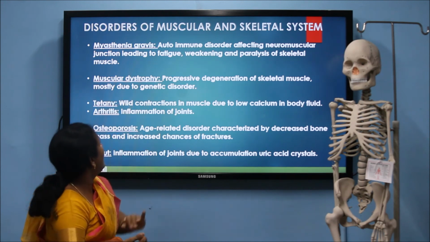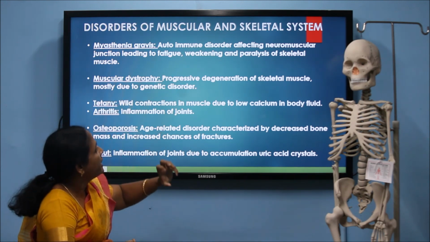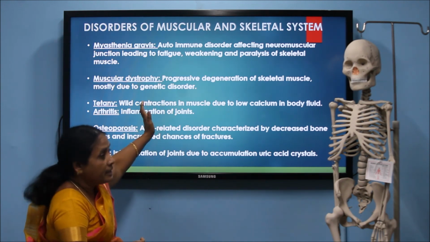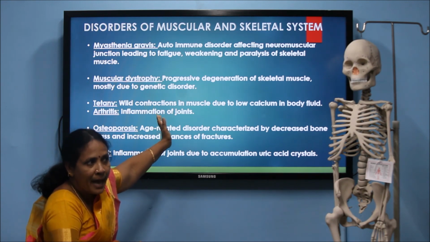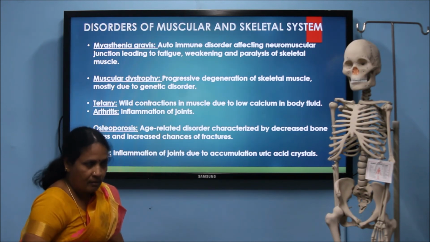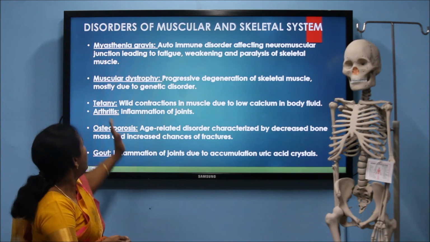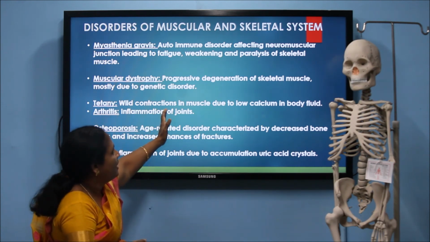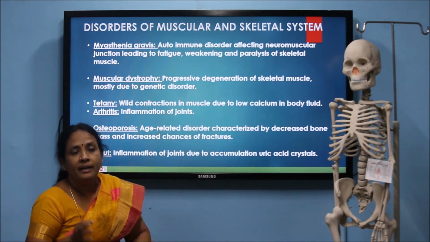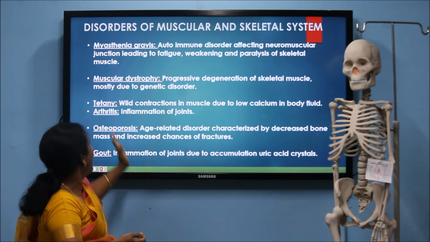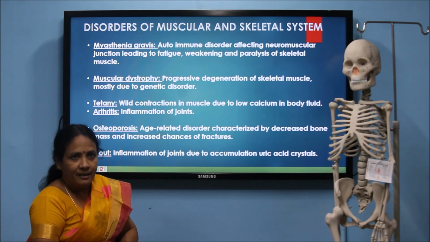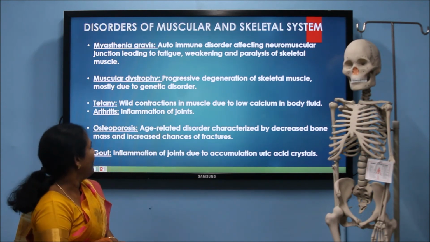The next one is muscular dystrophy, progressive degeneration of skeletal muscle, mostly due to a genetic disorder. It is a hereditary disease that comes from parents to offspring. Then tetany, wild contraction, a forceful contraction in muscle due to deficiency of calcium. Then arthritis, inflammation of joints. Usually elderly people suffer from arthritis.